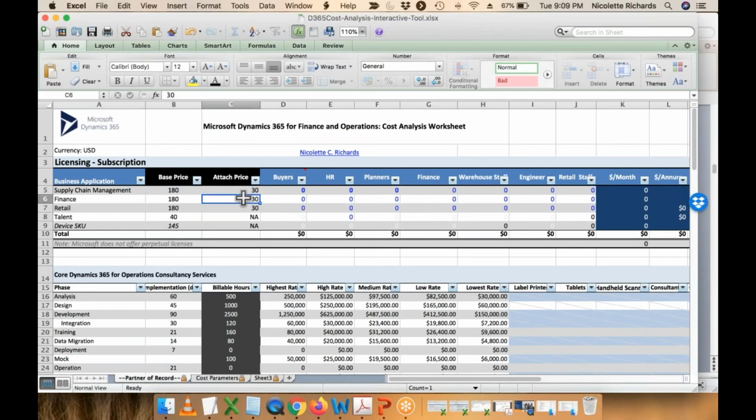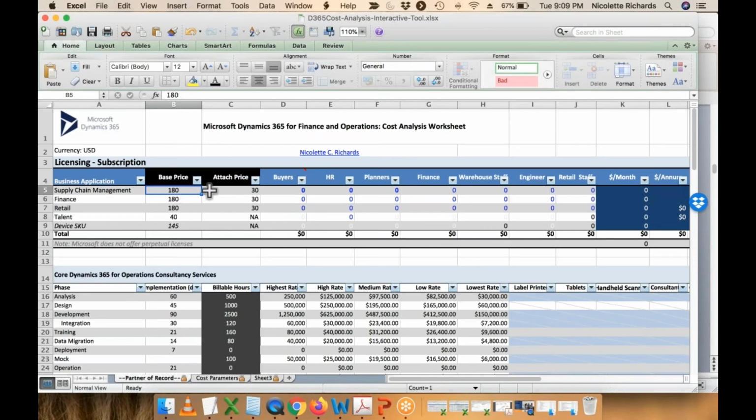And I do want to say that the functionality, whether you're buying the base price or attached price, is not going to change. If your base license is on the supply chain and you have an attached license for finance, or if you have a base price for finance and your attached license is supply chain, they have the exact same functionality, exact same features available. It's just the pricing that is going to be different, right?